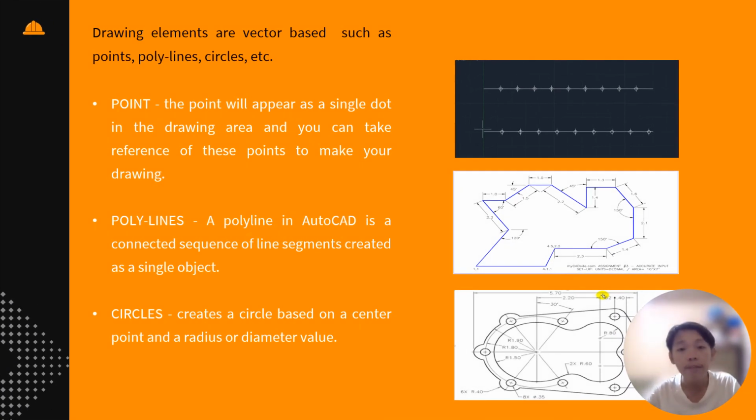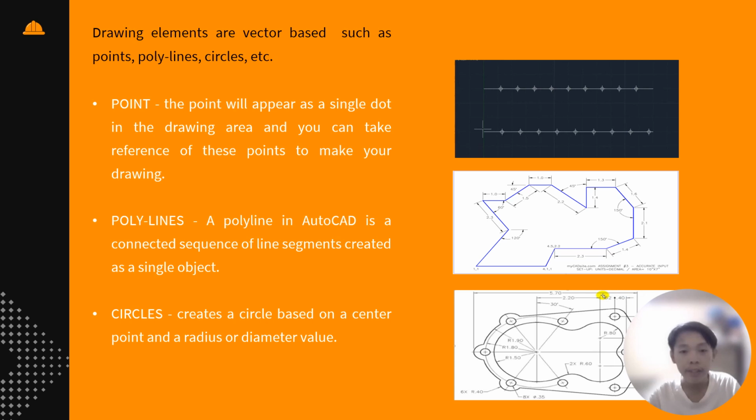So, drawing elements are vector-based such as points, polylines, circles, and etc. So, etong tatlong na-mention na ito is the most commonly used sa pag-design using the AutoCAD. And first, we have point. The point will appear as a single dot in the drawing area and you can take reference of these points to make your drawing. So, point is a basic feature na sa AutoCAD that will help you have reference or guide in making your drawing para hindi ka na malito kung saan pupunta yung mga lines mo or ano yung gagawin mong figure.